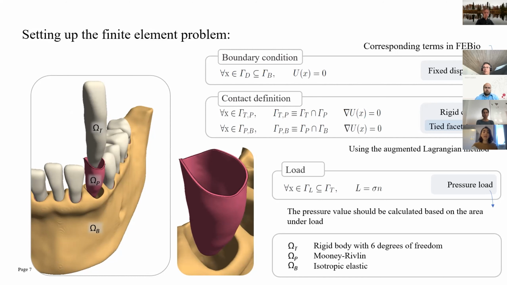And finally, we define different material models, such as a hyperelastic material model for the soft tissue between the bone and tooth, so that we can model the nonlinear behavior of the PDL layer properly. And it will help us to predict the tooth movements in a more realistic way.